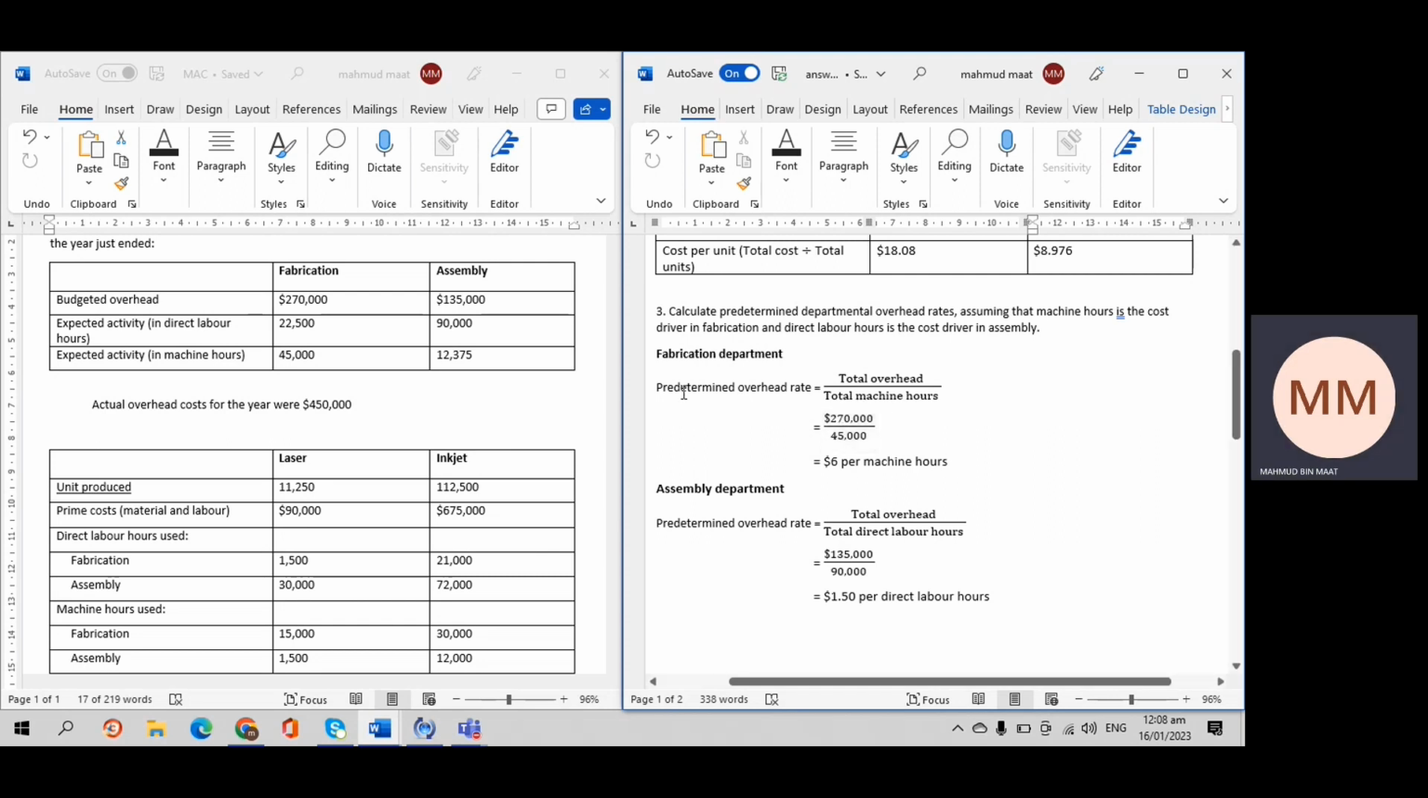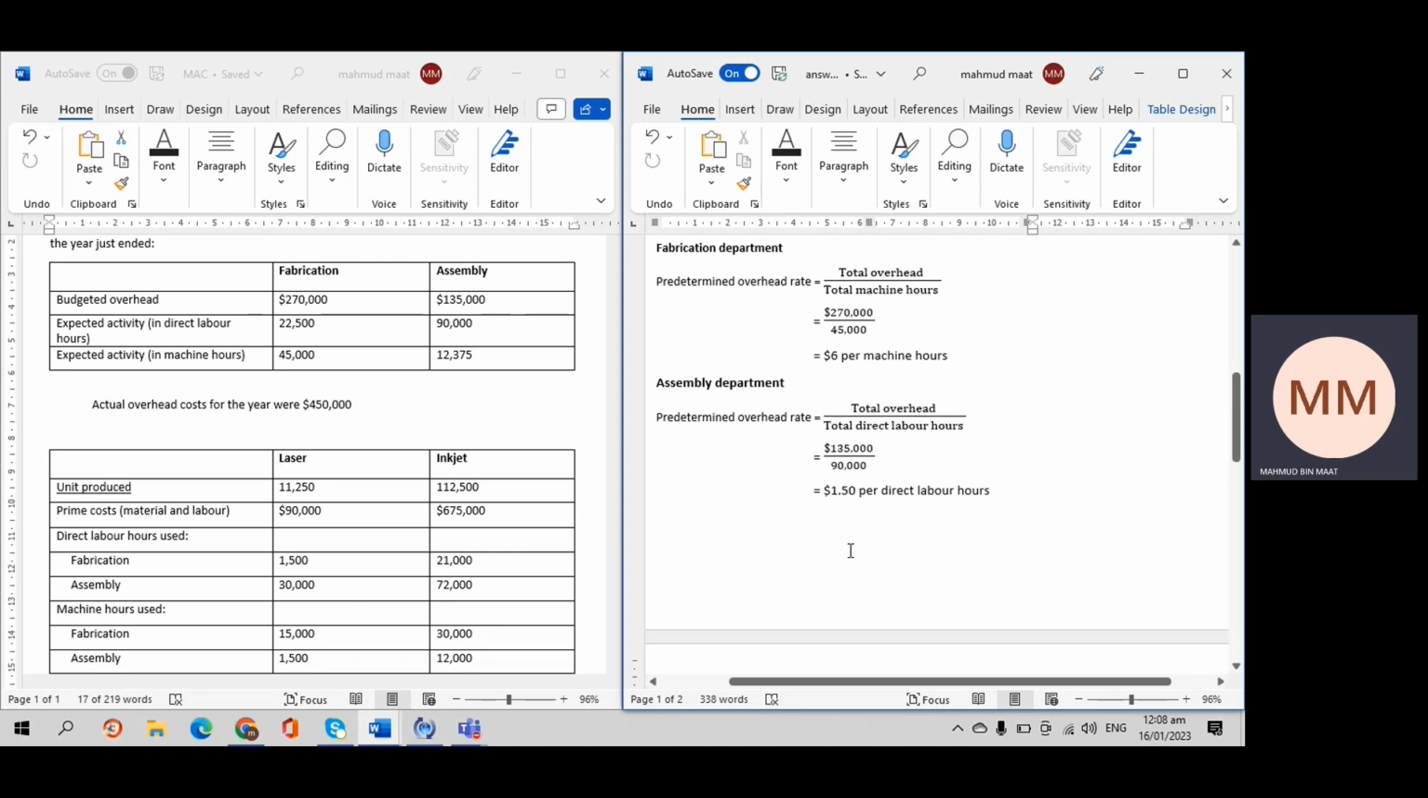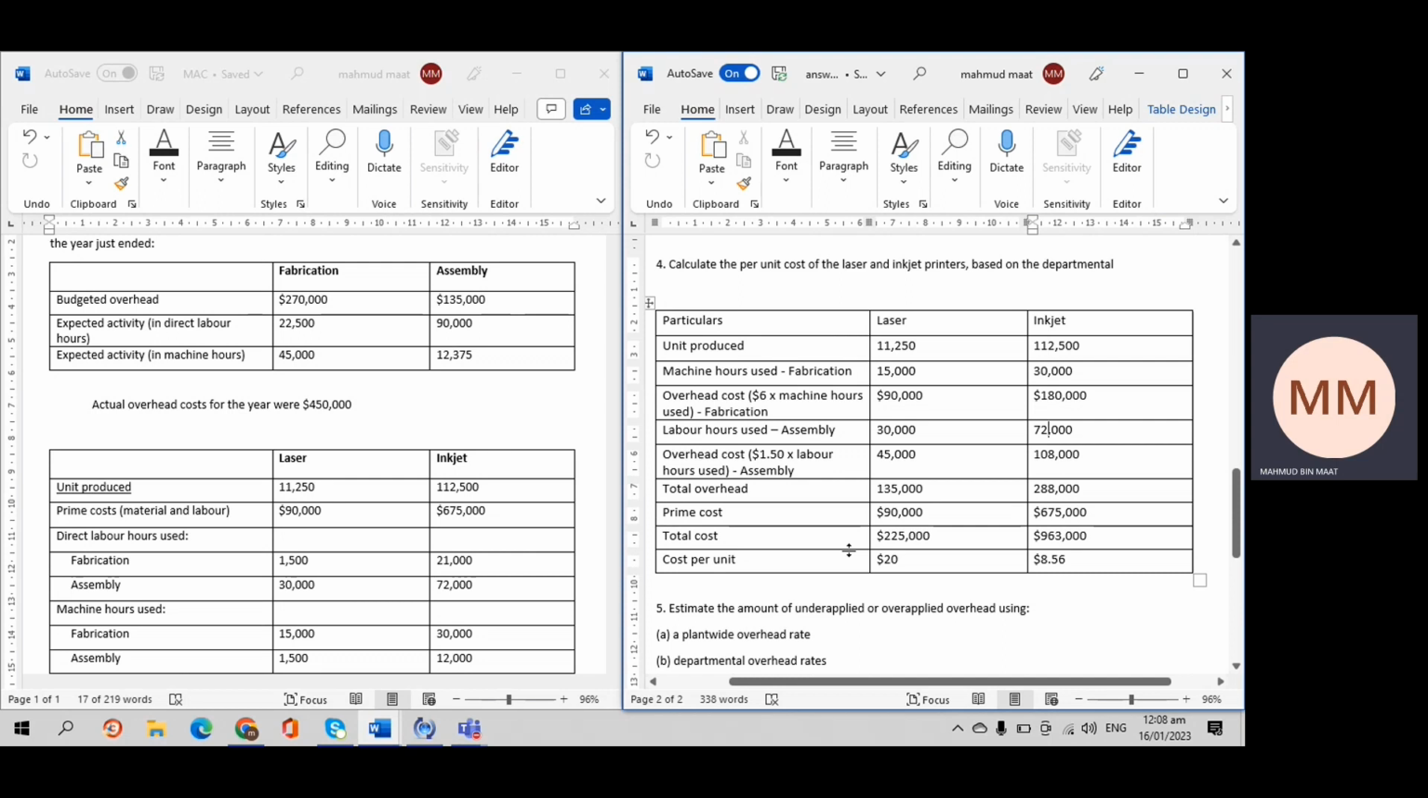So total overhead, 270,000 we get from here and 45,000 we get from here. So the predetermined overhead rate for the fabrication department is equal to 6 per machine hour. For the assembly department, the formula is total overhead divided by total direct labor hours. Why total direct labor hours? Because direct labor hours is the cost driver in assembly, which we get from the question. So total overhead for the assembly department is 135,000 we get from here and 90,000 we get from here. So the predetermined overhead rate for the assembly department is 1.5 per direct labor hour. That's all for question number 3. So we go to the next question.